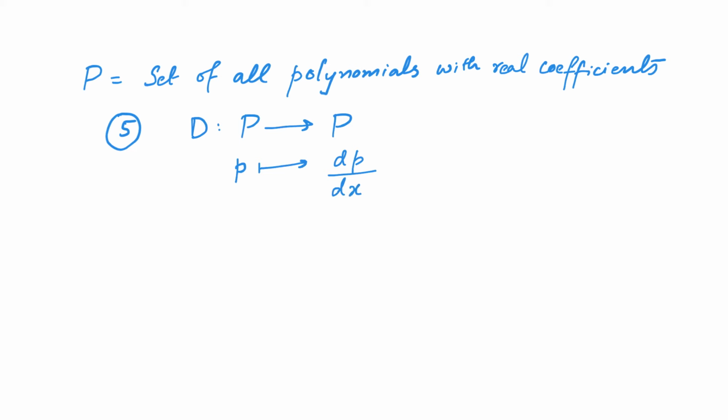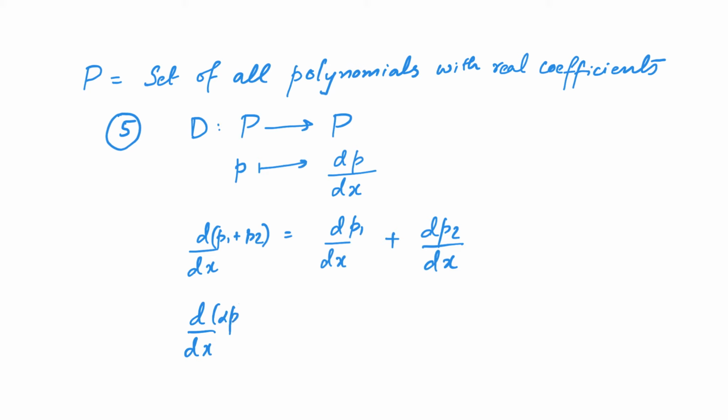Now you might have learned that the derivative of the sum of two functions is equal to the sum of the derivatives of the two functions. In other words, d(p1 plus p2) by dx is equal to dp1 by dx plus dp2 by dx. Similarly, the derivative of alpha times p is also equal to alpha times the derivative of p. So in other words, we have seen that this function is a linear function.